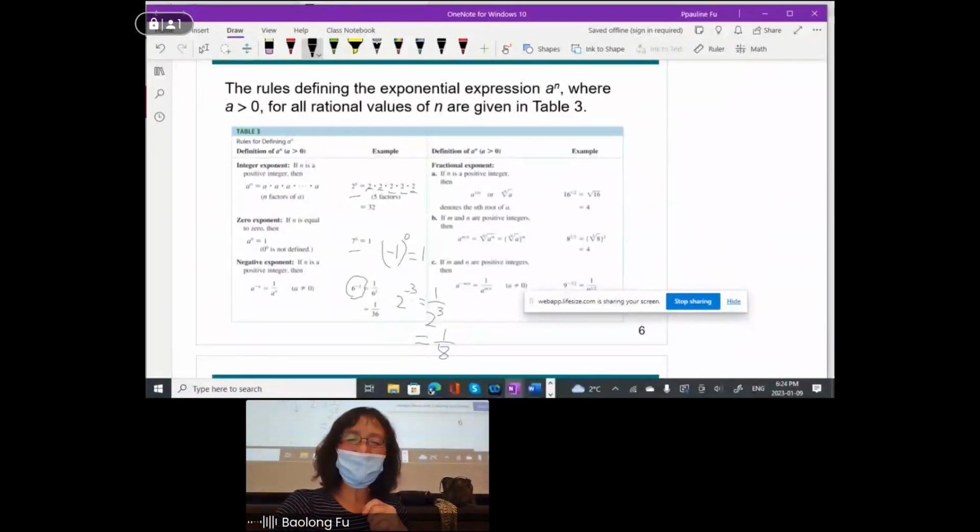And the other format of the exponent uses a fraction. So for example, 16 raised to power 1 over 2. That is just the square root of 16. Okay. So 25 raised to power 1 over 2 would be another example. Square root of 25. It is the same as 5.